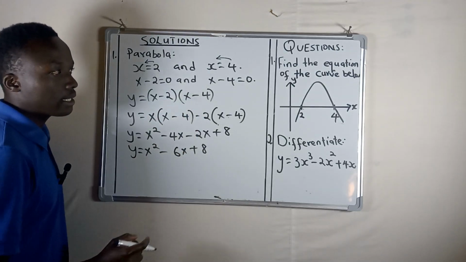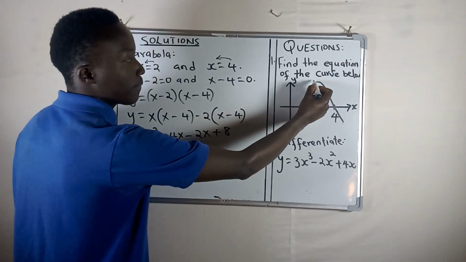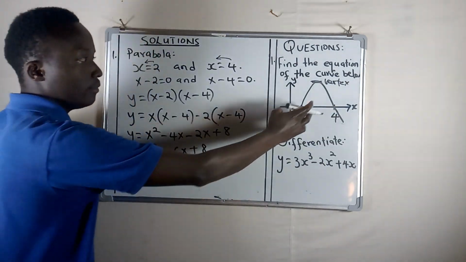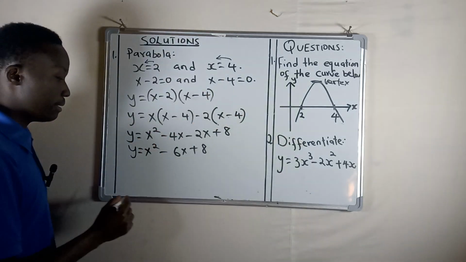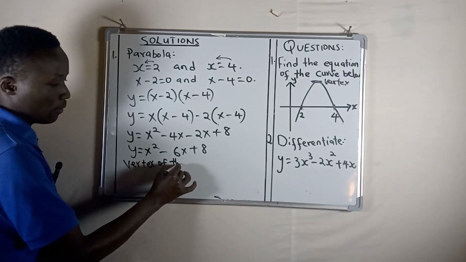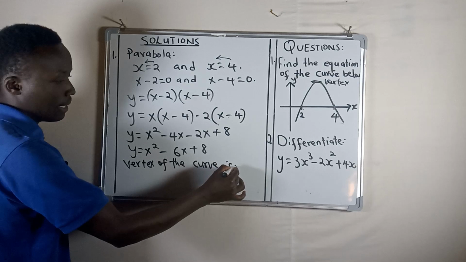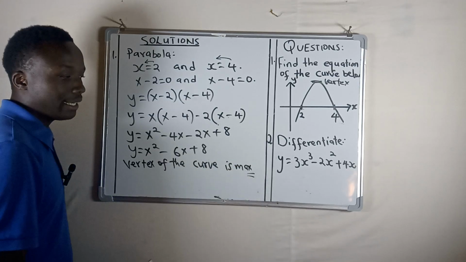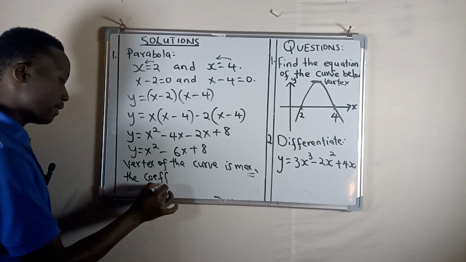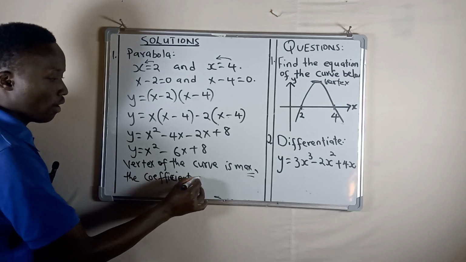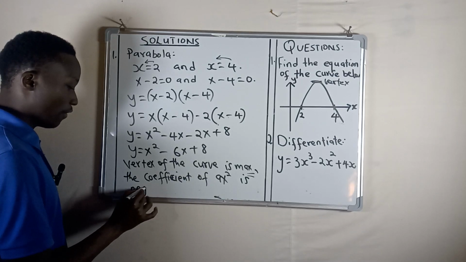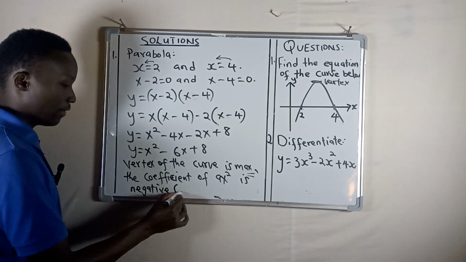But we are not yet complete, because we need to note that when the vertex of the curve is maximum, the coefficient of ax squared is negative.